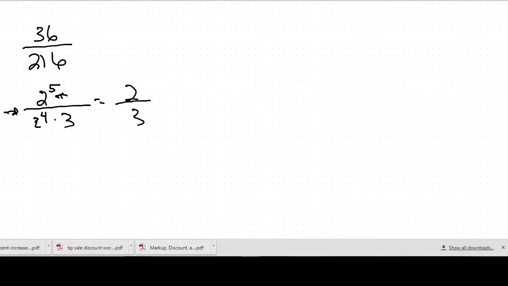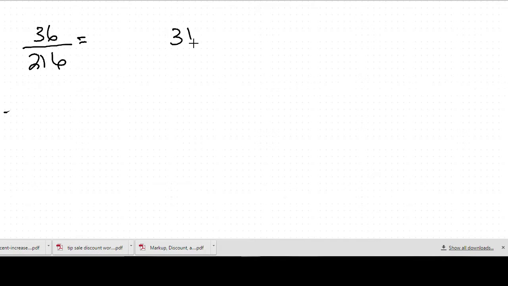Okay, so let's do this one. I'm going to do my factor tree. So I have 36, and then I have 216. Can you tell me the two numbers that multiply together to give you 36? 6. So that's 2 and 3.